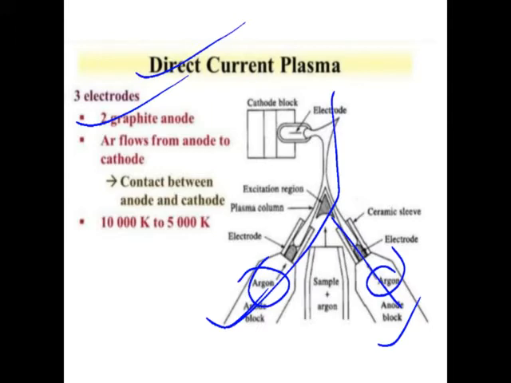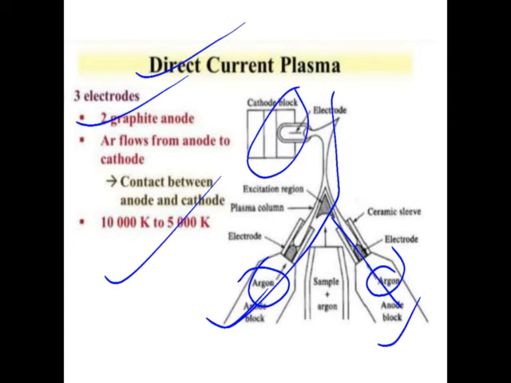The plasma stream is produced by contact between the cathode and anode. So between this cathode and this anode, the plasma stream is produced. Okay, the temperature at the arc exceeds 8,000, in the range of 5,000 to 10,000 Kelvin. It is the temperature present due to the three electrodes.